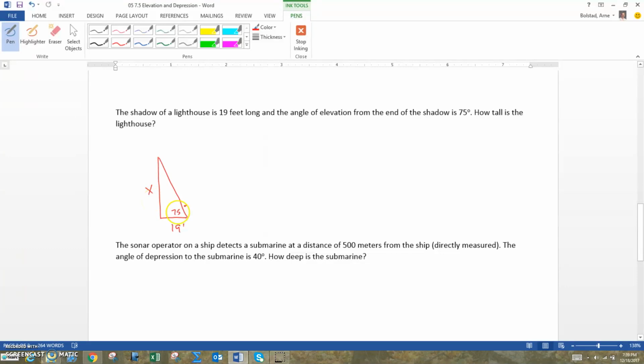From the 75 degrees, X is the opposite side. 19 is the adjacent side. Looks like tangent again. So tangent 75 equals X over 19. Again, multiply by 19 on both sides to get that 19 to the left and X by itself. So we'll have X equals 19 times tangent 75, about 70.91 feet.